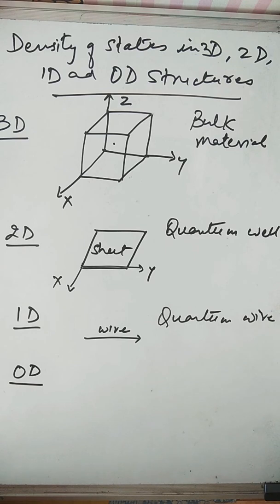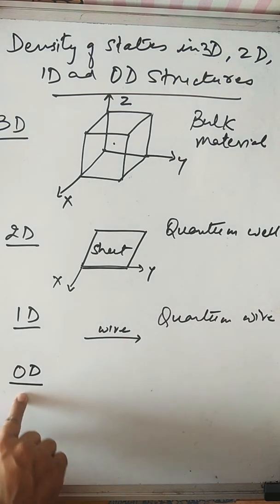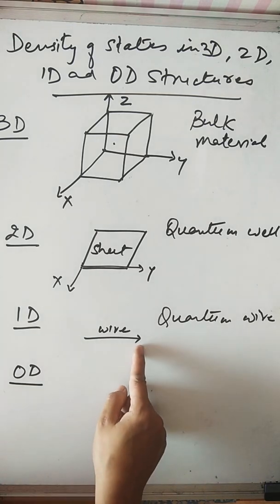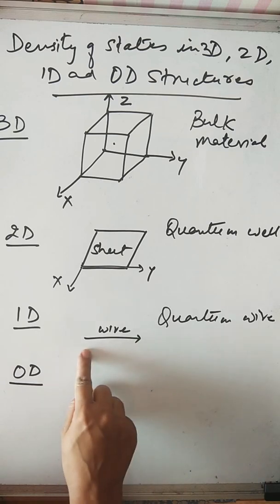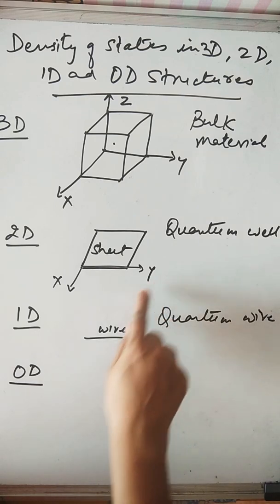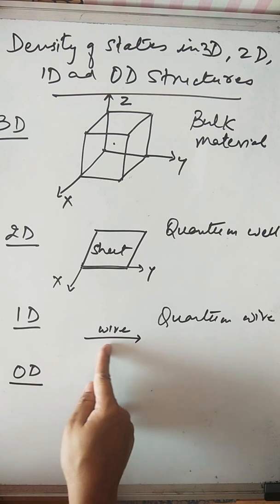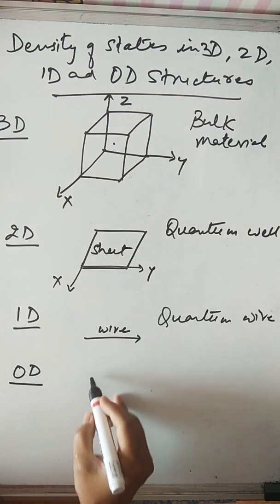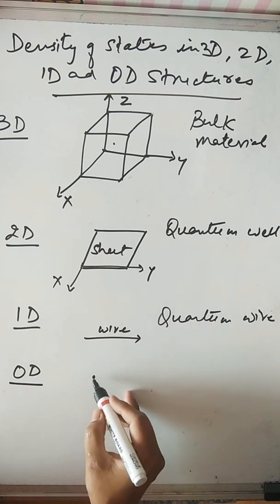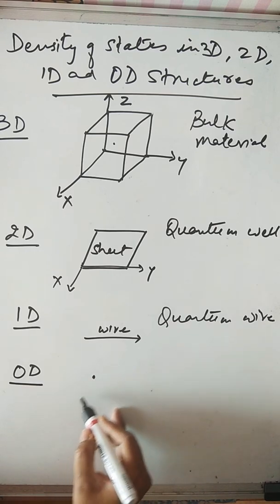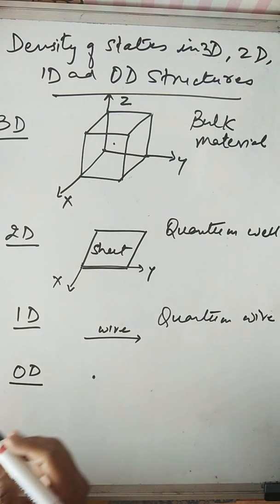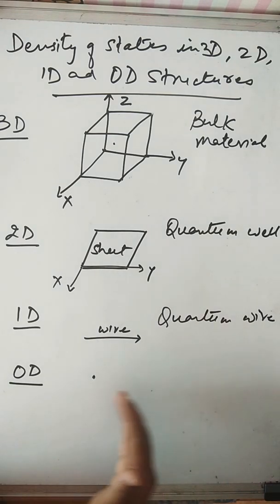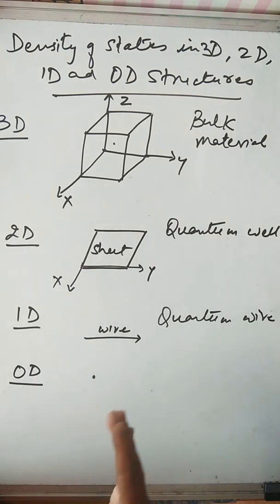Now what do we mean by a zero dimensional structure? As the word suggests, zero dimension means there is no degree of freedom in any dimension. If I reduce this dimension also, in this case it was just having the y dimension. Now if we suppress this y dimension also, then what will we get? We will simply get a dot, because now the electron cannot go in x, it cannot go in y, it cannot go in z direction. All three dimensions are reduced, all three dimensions are quantized.